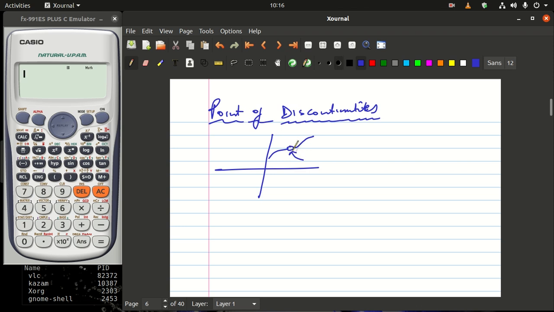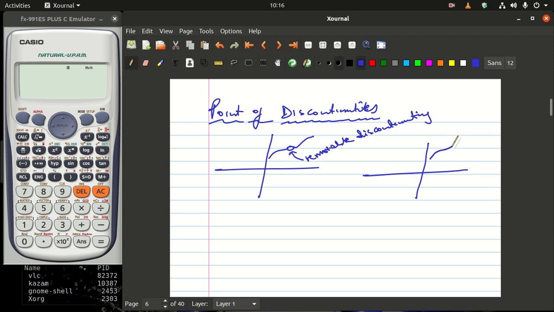If the function is not defined, then it is not continuous. So this is a point of discontinuity, right? Because the function is not defined there. So this one here, because we have a hole, we call this one a removable discontinuity, right? And the second one will be something like this.